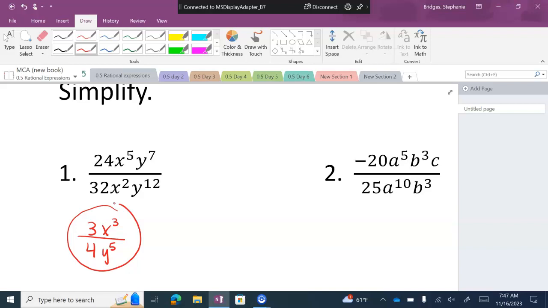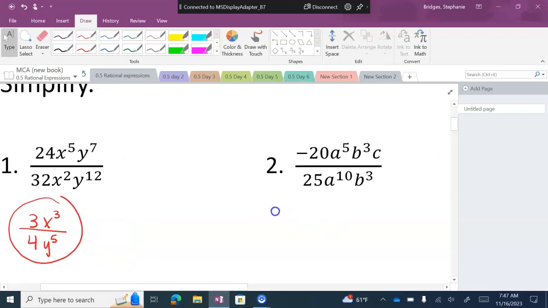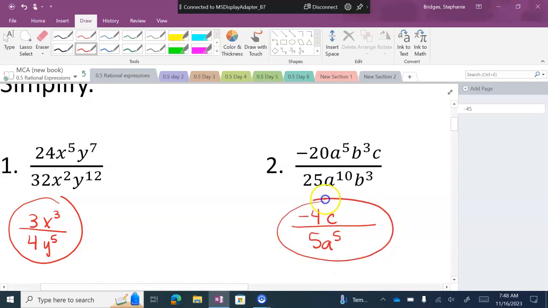All right, what is it that negative 20 and 25 have in common? 5. Okay, so negative 20 is going to turn to negative 4. 25 turns to 5. And then if I look at my A's, I have 5 at the top. I have 10 at the bottom. Where do I have the most? How many more at the bottom? 5. Okay. And then B's, I have 3 at the top and I have 3 at the bottom. So when they're exactly the same, what do they do to each other? Just cancel out. And then I do have a C at the top and I don't have a C at the bottom. So what does that mean that C is going to do? Just stay at the top. Okay. And that is as far as we can simplify that.